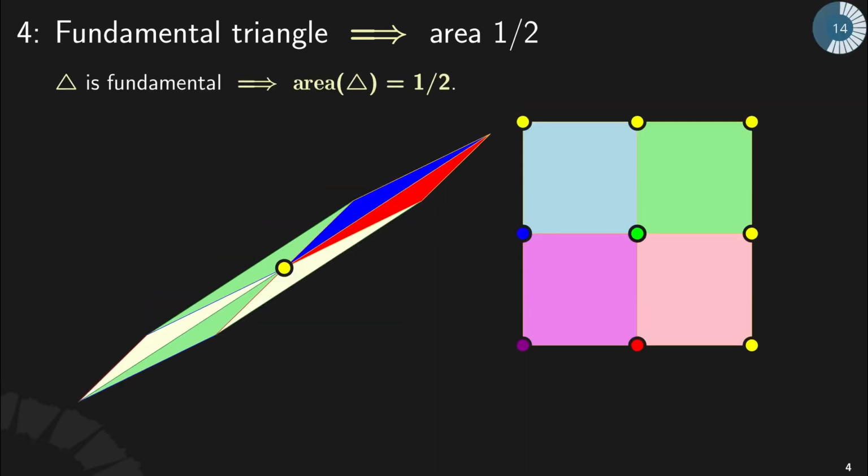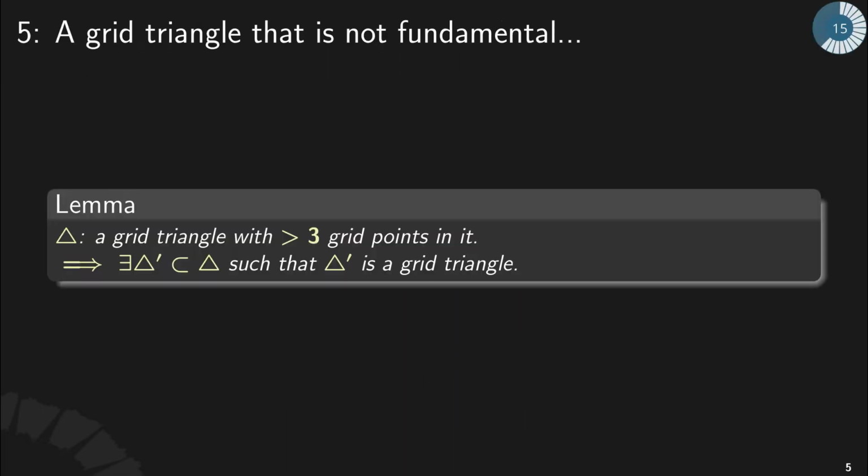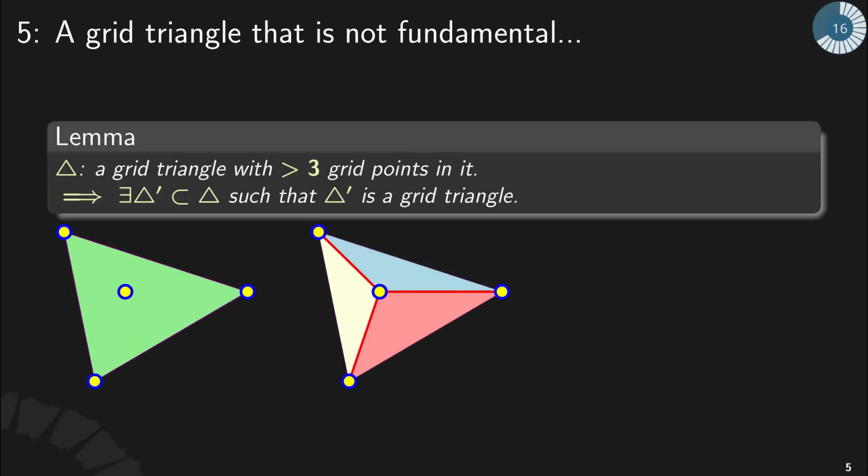So we proved one direction of what we wanted to prove, that if a triangle is fundamental, then its area is half. To prove the other direction, it's not too difficult. One just needs to be careful. We will first prove a lemma that if we have a grid triangle and it contains more than 3 grid points, then it must contain a subtriangle, a triangle that is properly contained in it, that is a grid triangle. And that, of course, is not hard to see.